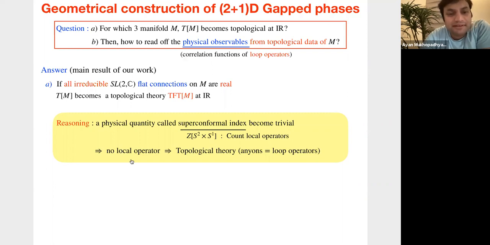Suppose they are not real. So what is the connection between these irreducible SL(2,C) flat connections with the superconformal index exactly? How does this connection come about?